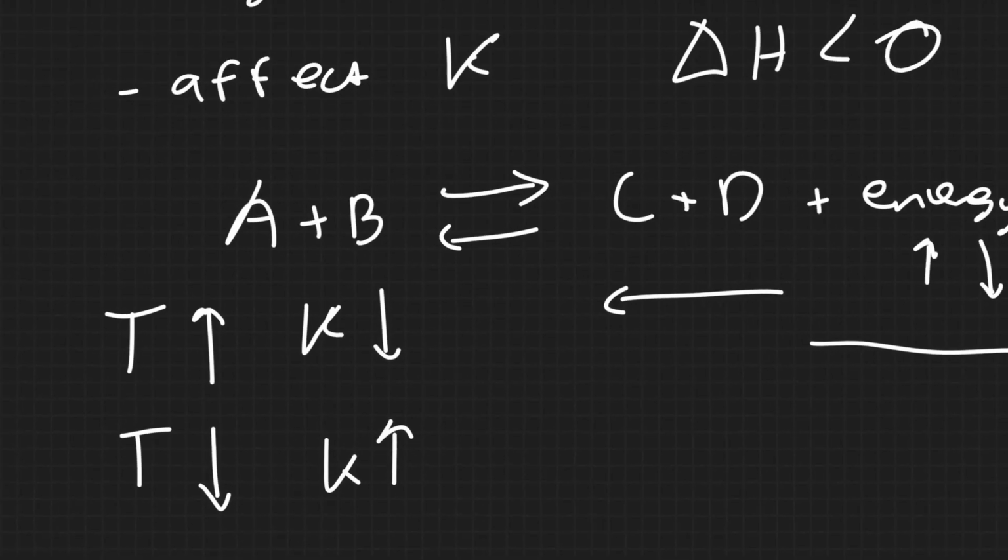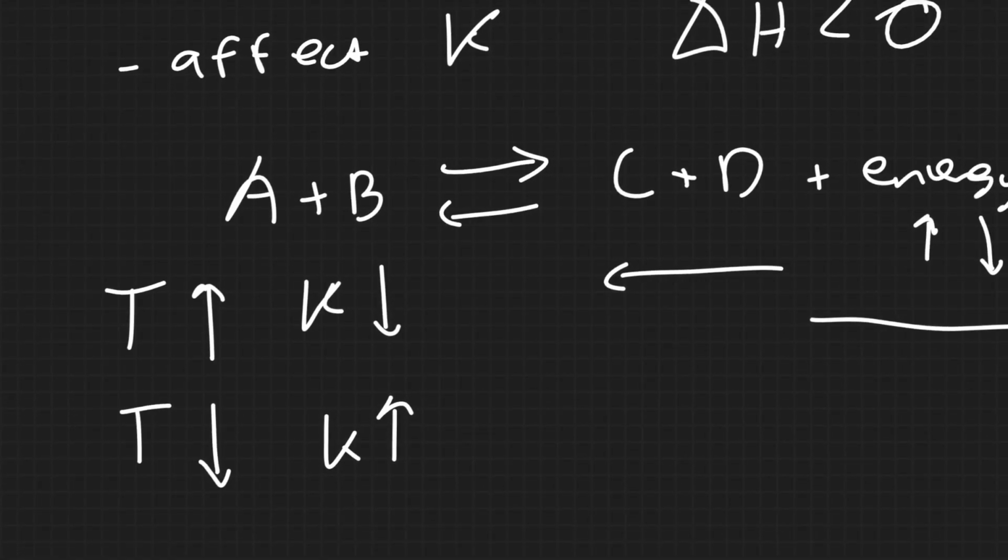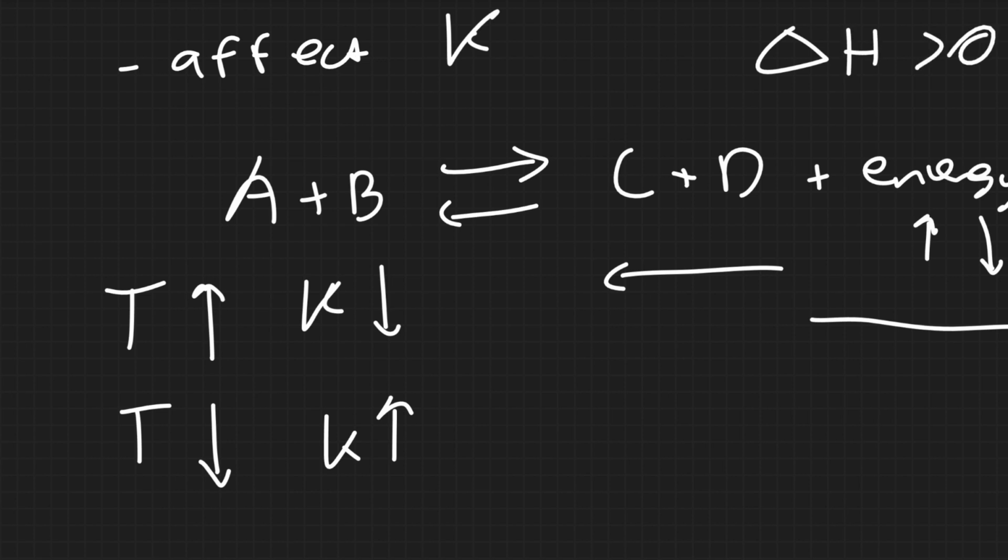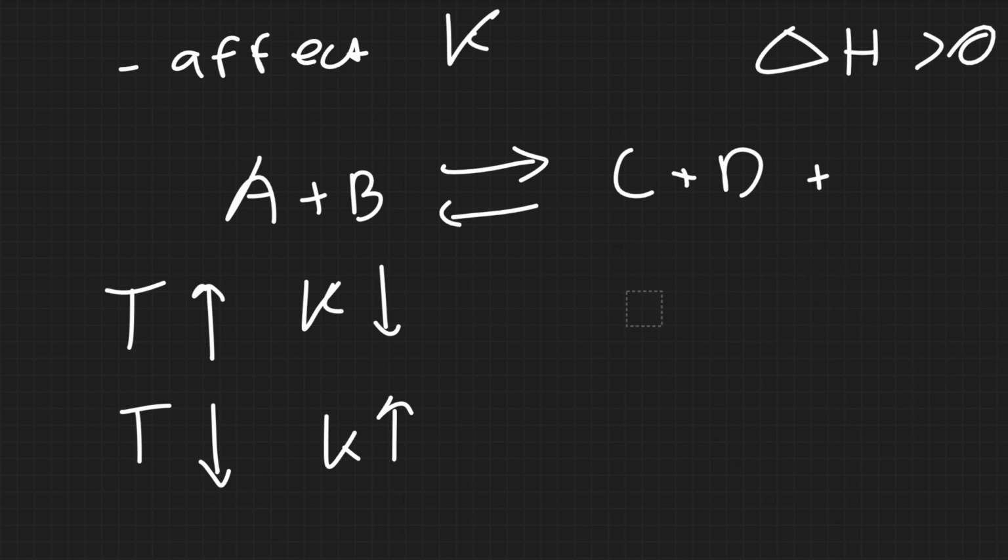So let me just change the situation here and say, well, what if our delta H is greater than 0? Well, now it's a little different because this is now an endothermic reaction, meaning that we have to add energy. So energy is going to be on the reaction side, so it's just going to be energy plus A plus B.